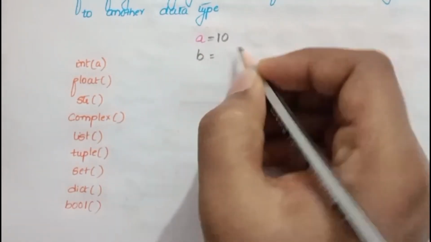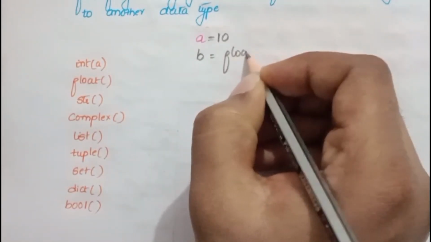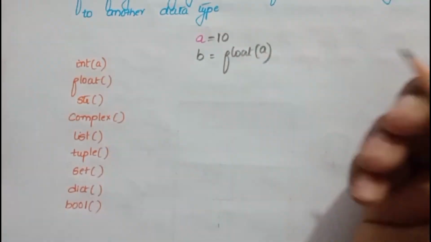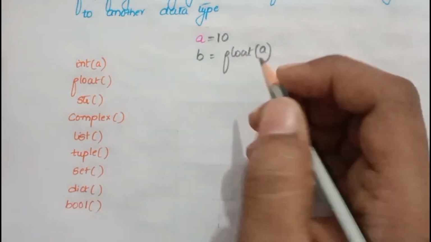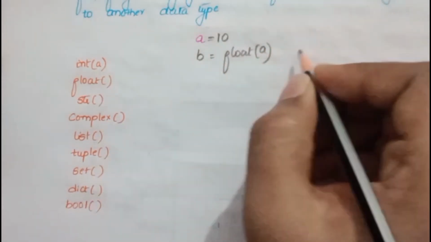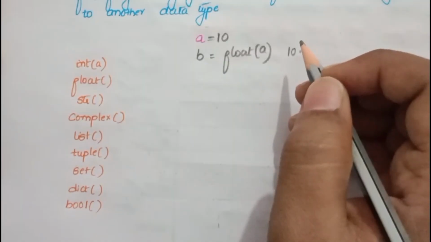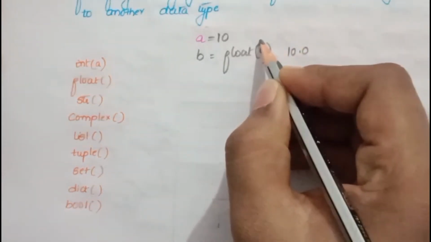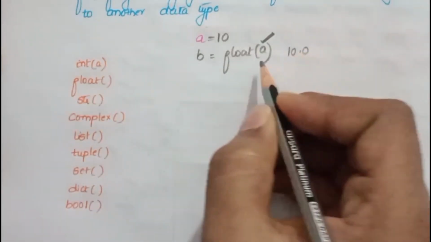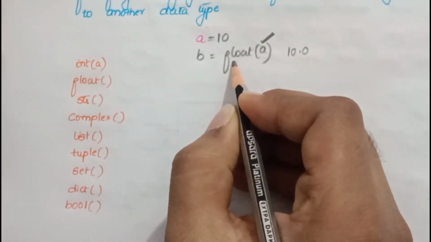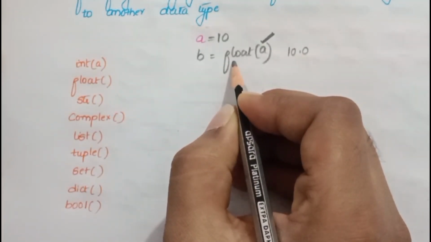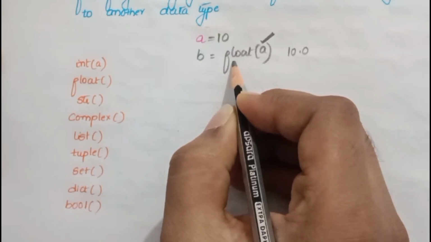Assign b as float of a. If you write this, the value that is getting stored in b is 10.0. Here you are forcefully changing the data type of a from int to float. In this way, you typecast an integer into the float data type.